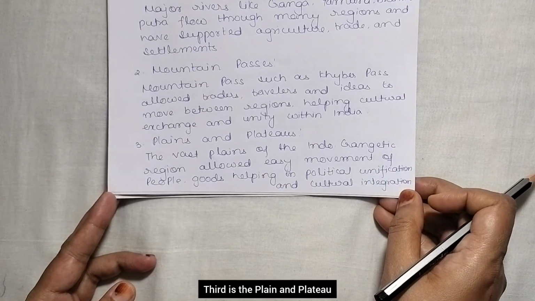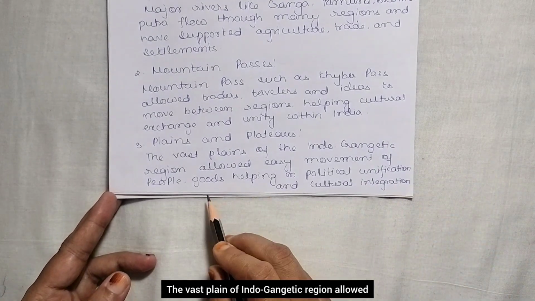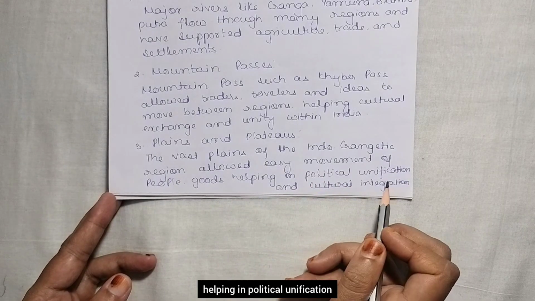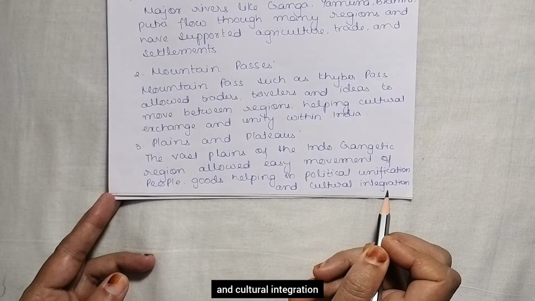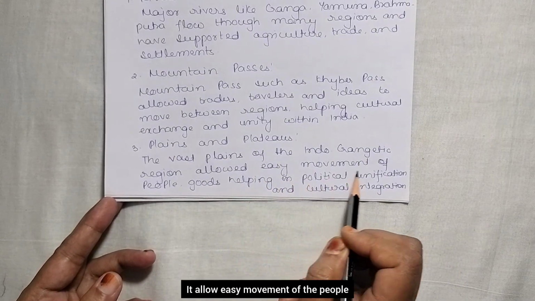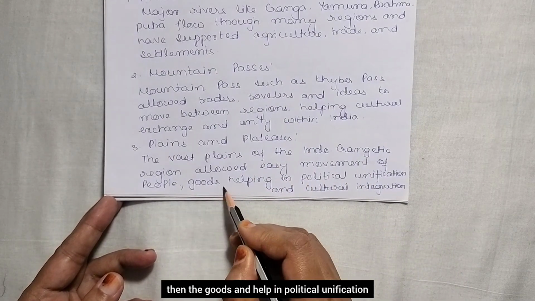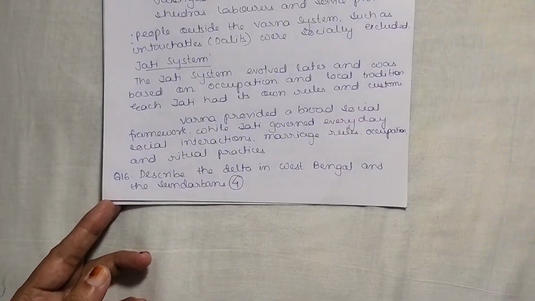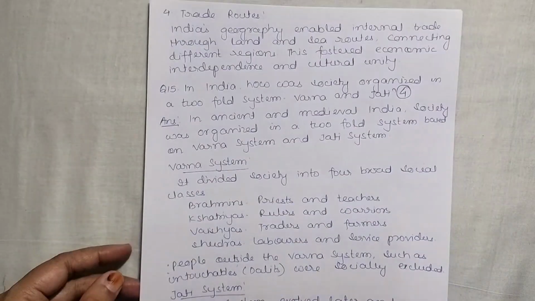Third is the plains and plateau. The vast plains of the Indo-Gangetic region allowed easy movement of people and goods, helping in political unification and cultural integration, right? So plains and plateau also allowed easy movement of people and goods, and helped in political unification and cultural integration. So we see a blend of culture, right?